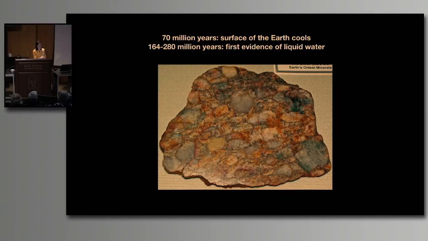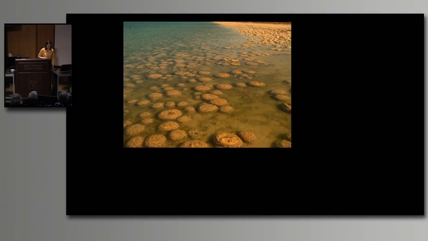And other zircons date the presence of liquid water on Earth between 164 million years and 280 million years after the solar system formed. So pretty fast. So once the Earth cooled down and there was liquid water on the surface, how long did it take life to emerge? Well, we don't really know, but studies show that it could have happened very quickly, between 0.3 and 3 million years.